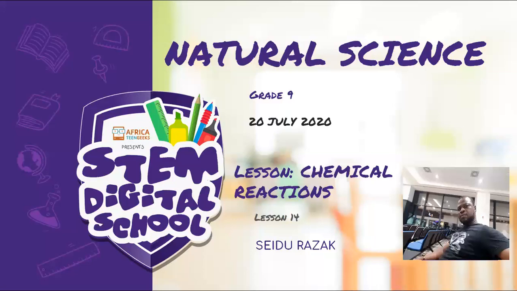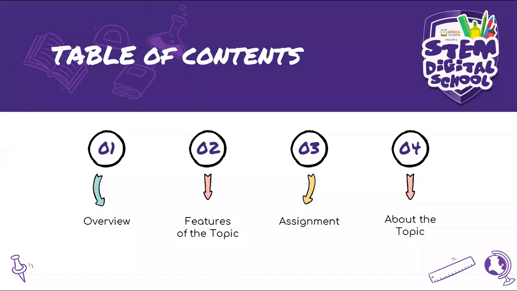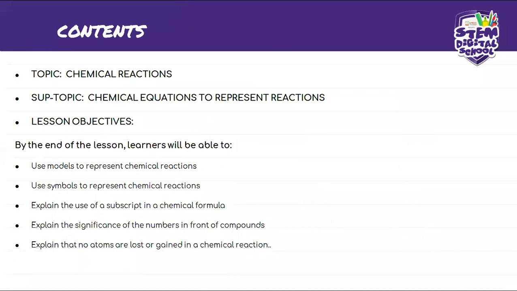So today we are going to look at chemical reactions. All right. So our subtopic will be looking at chemical equations to represent reactions. And our lesson's objectives are, by the end of the lesson, you should be able to use models to represent chemical reactions, use symbols to represent chemical reactions, explain the use of a subscript in a chemical formula, explain the significance of the numbers in front of compounds, and explain that no atoms are lost or gained in a chemical reaction.